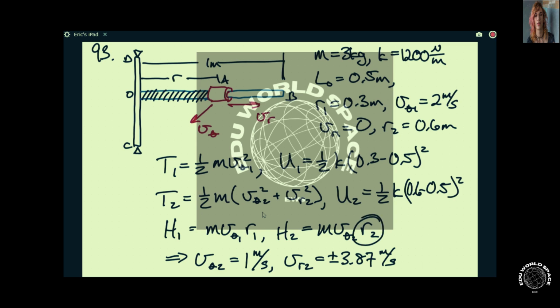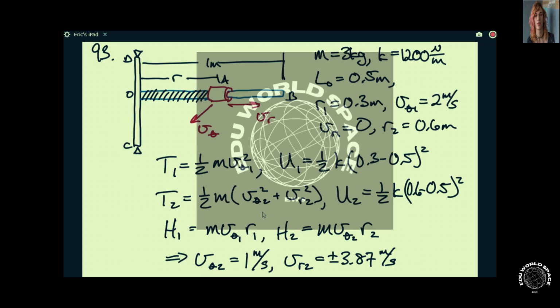R2 is this value, and it's also in here. So we need to set that as a variable now. And then we know at the maximum distance, the velocity Vr is going to be 0. So then this value becomes 0.